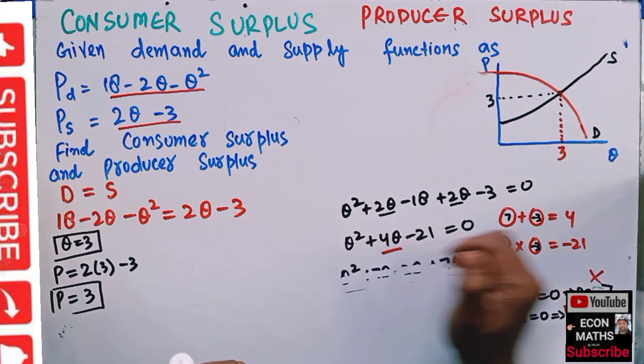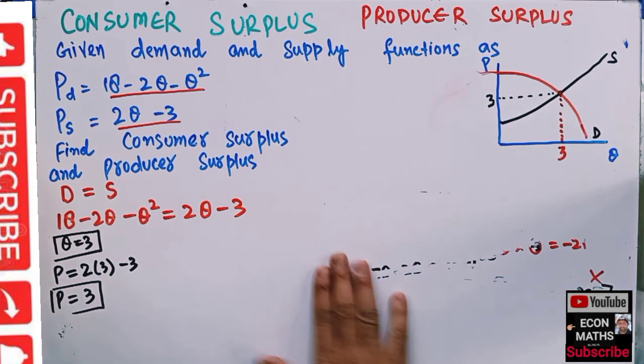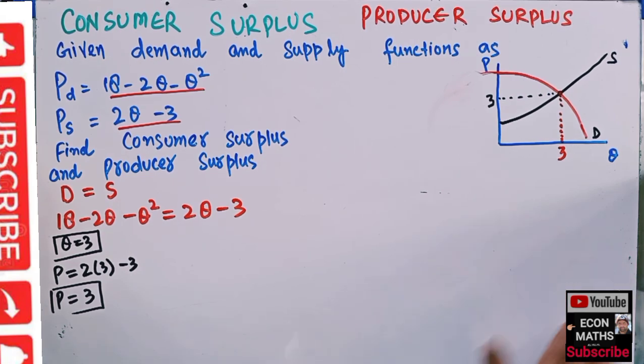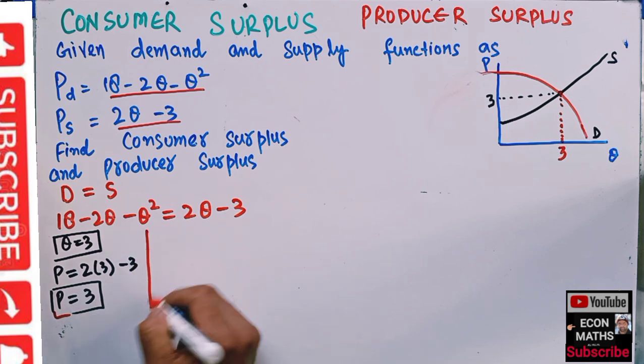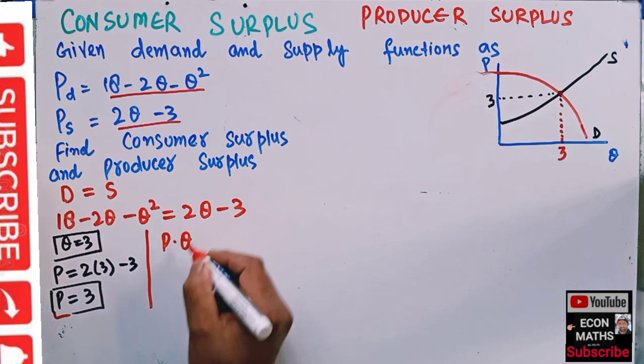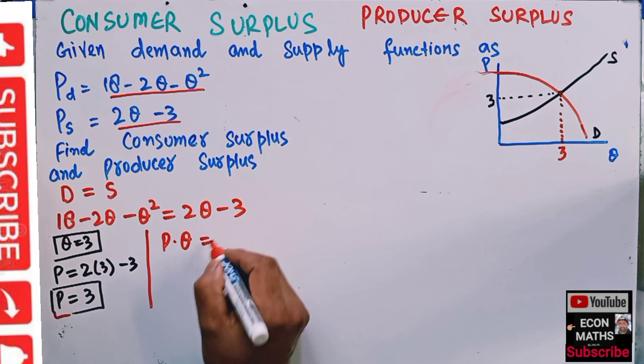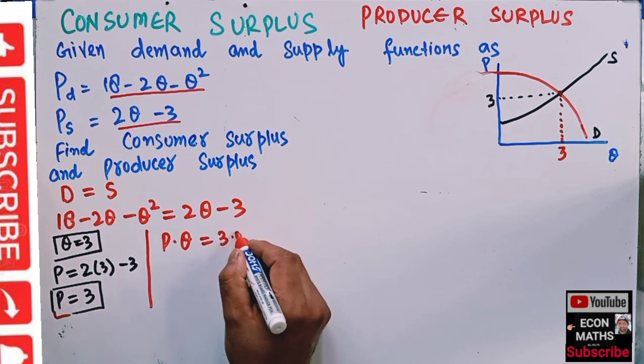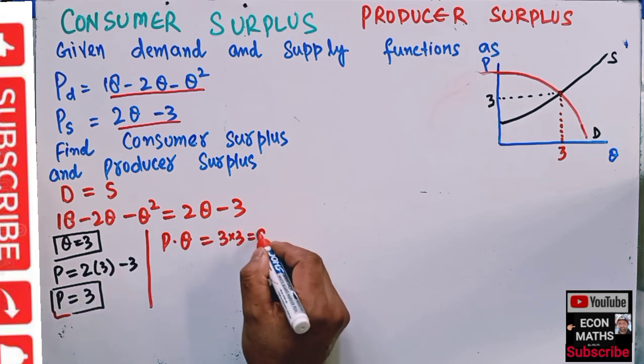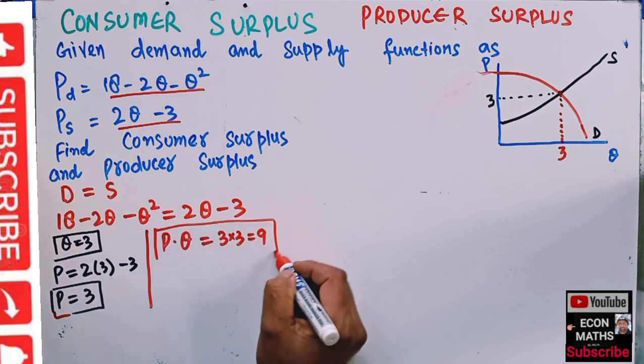Now let me rub this out. What we need to calculate now is also P into Q. P into Q denotes the total expenditure if we want to find the consumer surplus. So P into Q will be equal to 3 into 3, which is equal to 9. Let's remember this.